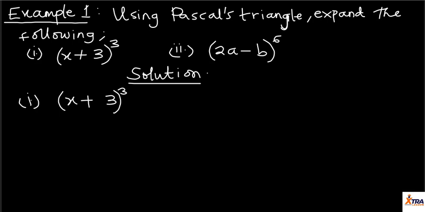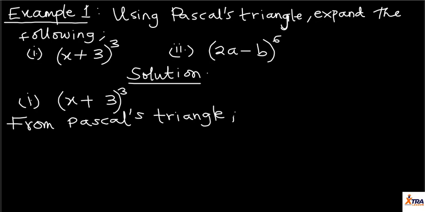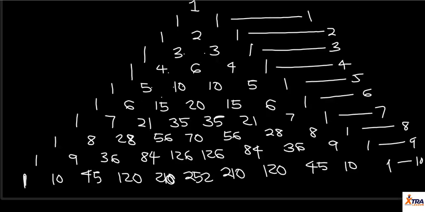From our Pascal's triangle, we need to bring out the coefficients for power 3. The coefficients we use for power 3 are arranged in the order 1, 3, 3, 1. You can easily check back on your Pascal's triangle to see this. So that is this here. You just bring it out and use it as the values of your binomial coefficients.